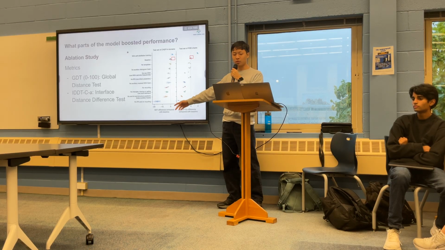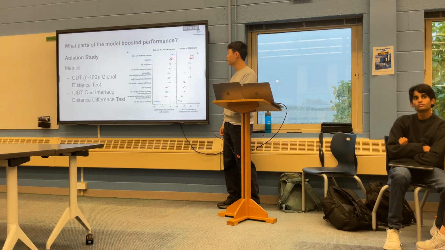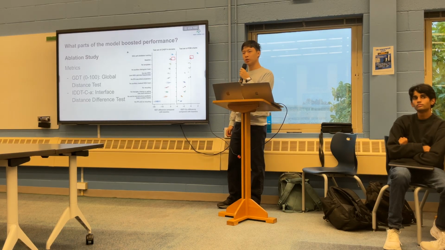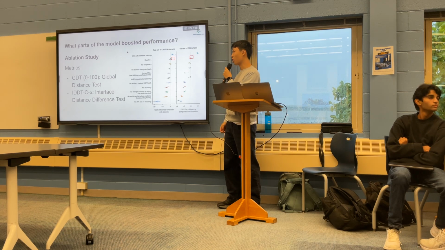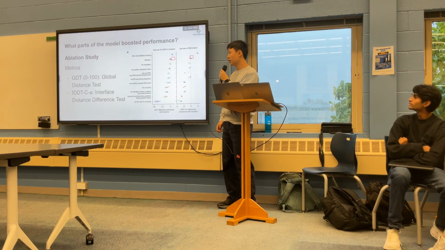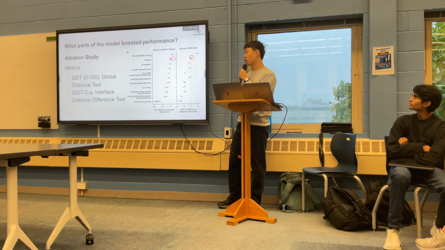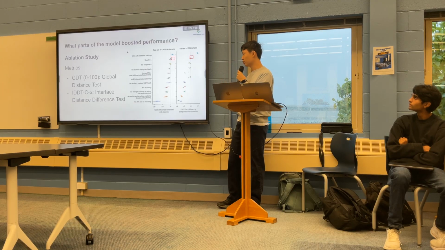On the x-axis, you can also see there are 2 metrics that will also be important in later figures. GDT, which is a measure from 0 to 100, and measures how different the two proteins are on a global level. And IDDT, or interface distance difference test. And this measures how different the protein backbone is from the actual protein backbone. So how different is that NCC backbone from the ground truth?